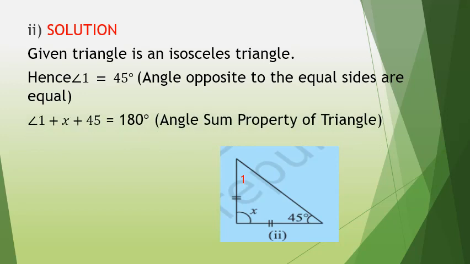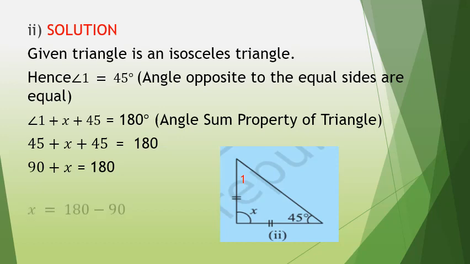Now, by using angle sum property of triangle, we can say that angle 1 plus angle x plus 45 degree equal to 180 degree. What is angle sum property of triangle? Yes, the sum of measures of all three angles of a triangle is 180 degree. Now we can substitute the value of angle 1 here. So 45 plus x plus 45 equal to 180 degree, that is 90 plus x equal to 180 degree, or x equal to 180 minus 90 equal to 90 degree.